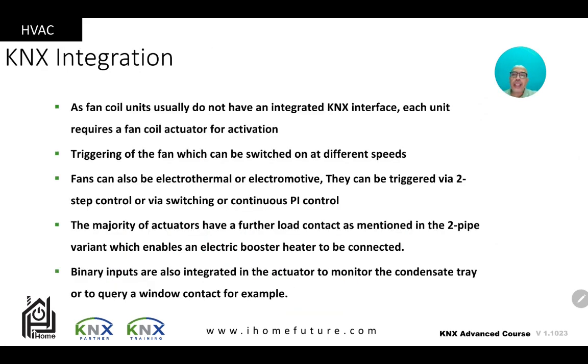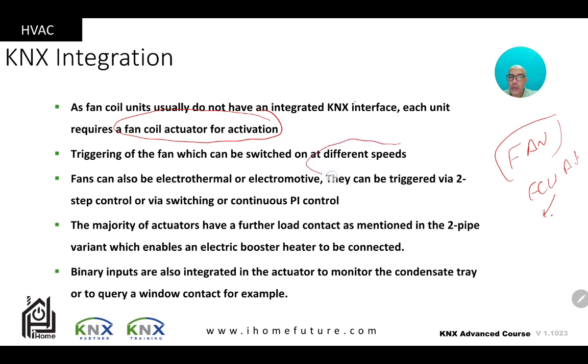For the integration with KNX, first you have a device to control the fan coil unit, which we call an FCU actuator, connected to a thermostat. As fan coil units usually do not have an integrated KNX interface, each unit requires a fan coil actuator for activation. This is a KNX device. It handles triggering of the fan, which can be switched on and off at different speeds. This we use via the KNX group objects.